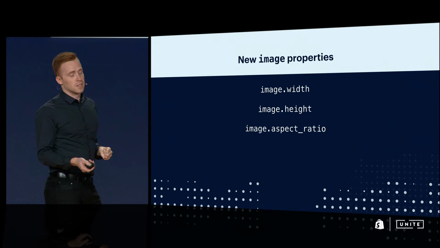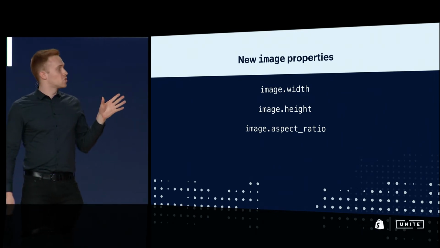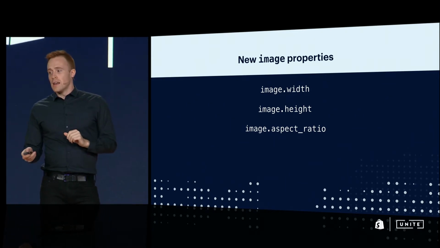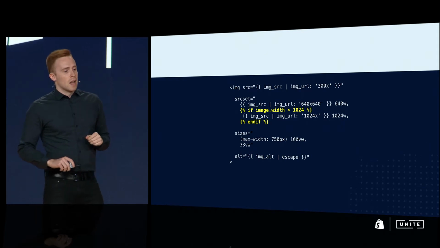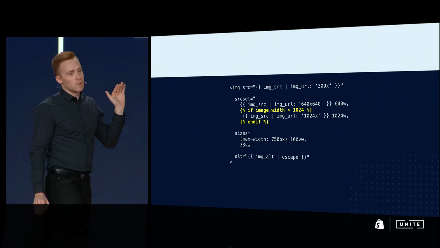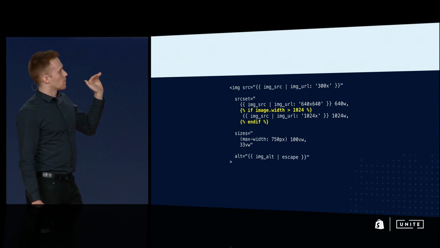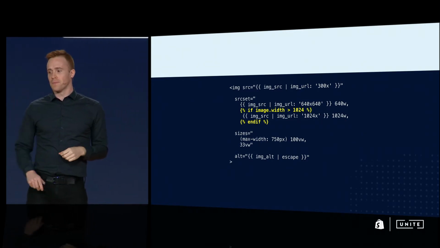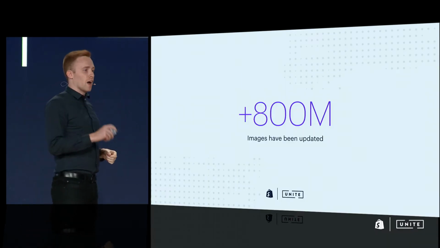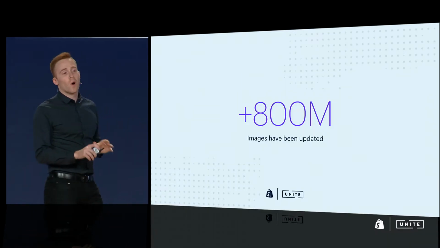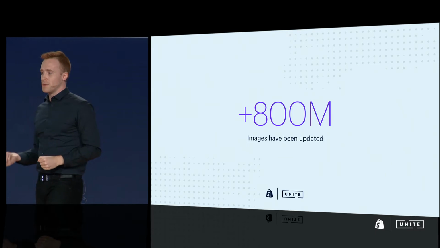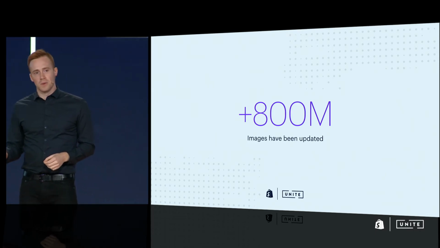That is, until now. So we've expanded the image drop to have a width, height, and aspect ratio of the original image uploaded. Now I can go back to that same code example, and I can make sure that in my code, I'm only going to be requesting URLs where the original image is at least as big. How many different URLs you're going to include is totally up to you and your theme developer. And getting the image height, width, and aspect ratio doesn't require any additional work on your end. Shopify's already run a job to update over 750 million images, so you can start implementing your own responsive image solution today.